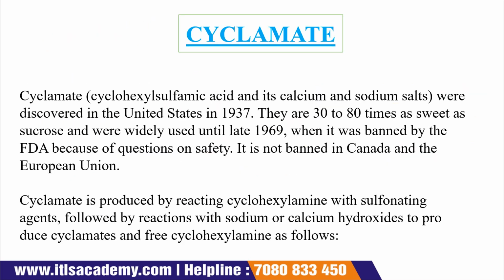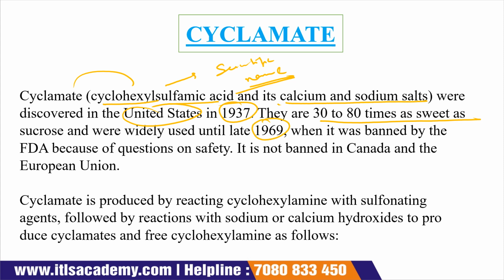Now the next is cyclamate. Cyclamate is also known as cyclohexylsulfamic acid and its calcium and sodium salt. It was discovered in 1937 in the United States, and cyclohexylsulfamic acid is the scientific name of cyclamate. It is 30 to 80 times sweeter than sucrose, and it was widely used until late 1969. After that, cyclamate was banned because the FDA had questions regarding its safety.